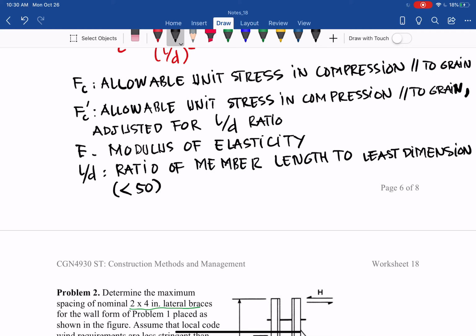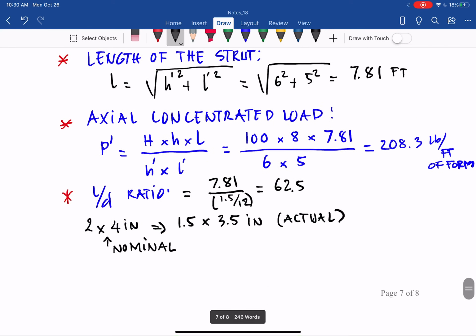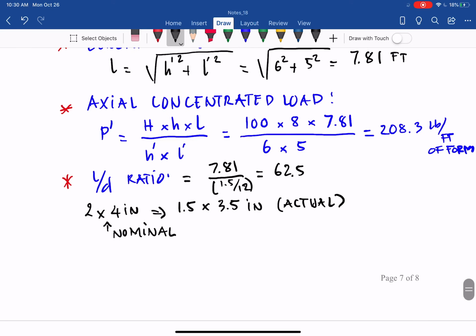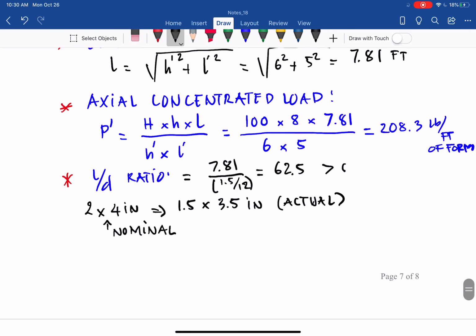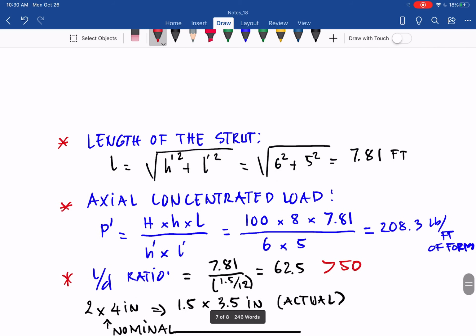If more than 50, it is too slender, and if you learned in mechanics of materials, the member is too slender, it's easy to buckle. So with that, it has to be less than 50. But this one is more than 50. How can we fix this? So basically it's too slender.